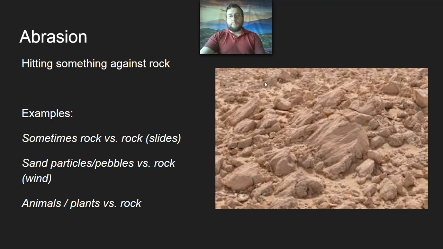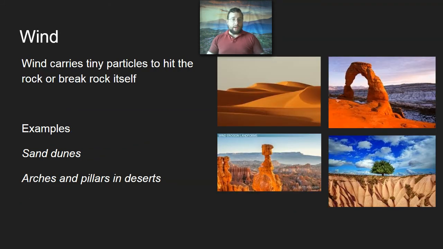The third objective talks about the different types of erosion. The first one is just abrasion, which is rock hitting rock, and rock slides, sand particles being thrown by the wind. Other types of erosion are, in other words, the same thing as abrasion. Wind erosion, for example, is when the wind carries materials, or the wind itself hits the rock and carves through it. That's how sand dunes and arches and pillars in deserts, which are far from water, typically form.